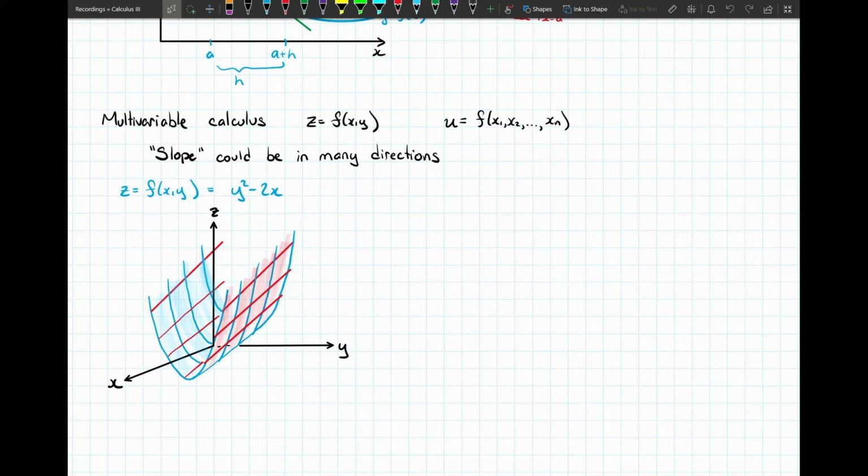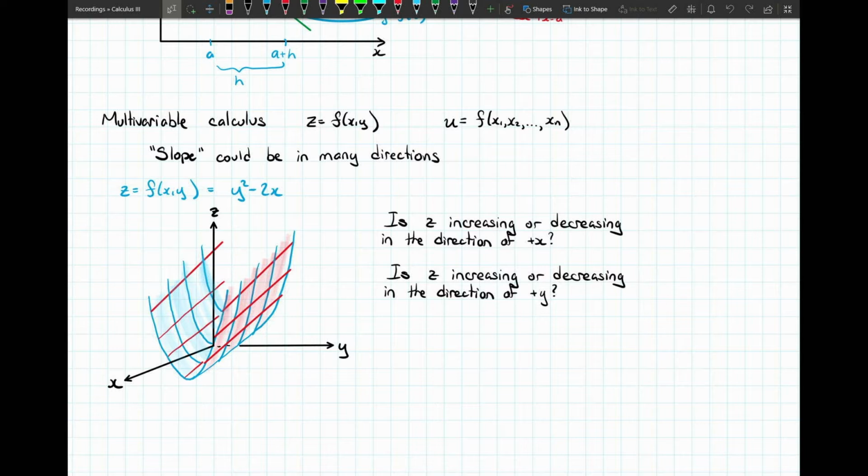The aim here of our partial derivative is to find out whether or not z is increasing specifically in the direction of positive x, and whether or not z is increasing or decreasing in the direction of positive y at any given point on the surface. Why don't we pick a point on the surface and think about what slope might mean in the direction of positive x and positive y.